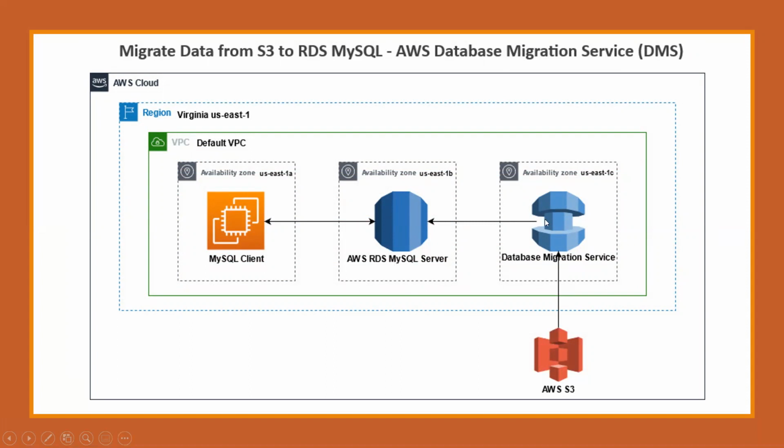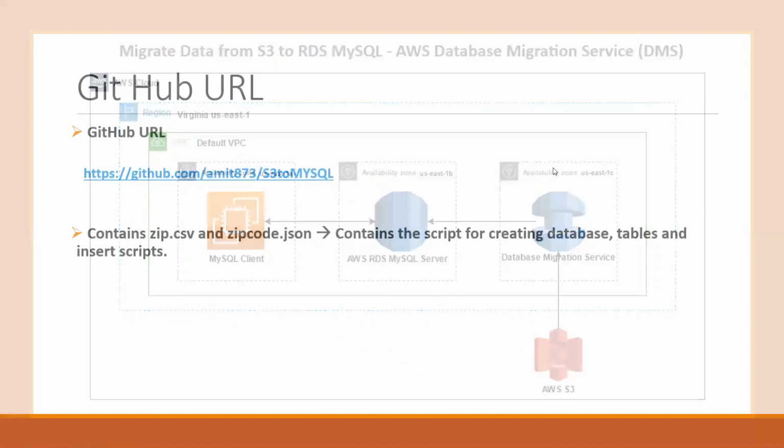After that, we will start this DMS tool and start the task, which will take data from S3 and move it to the RDS system. And we will check that data from our MySQL client, which is an EC2 system. I have put all those things in different availability zones. You can see US East 1A, 1B, and 1C, which are different. So we will do all those things in our POC today.